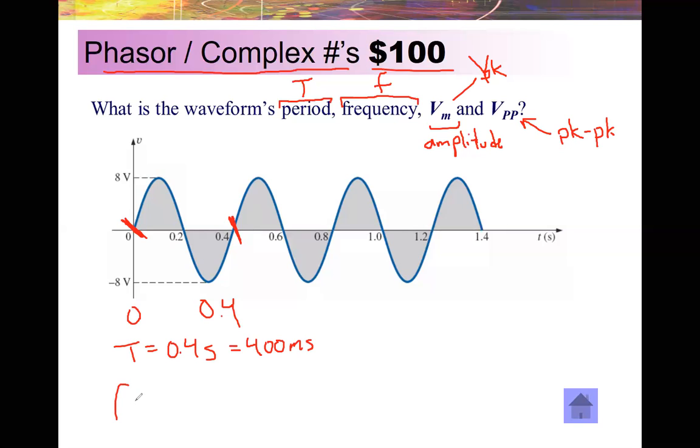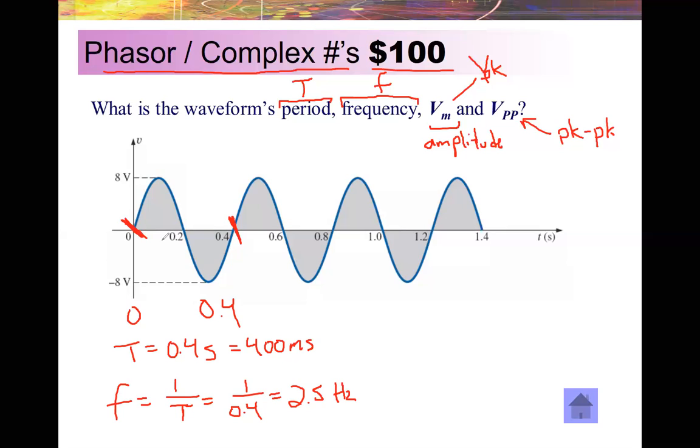The frequency on the formula sheet says it's 1 over T. So 1 over 0.4 would give us 2.5 hertz. The frequency is the inverse of T. T is also the inverse of the frequency.